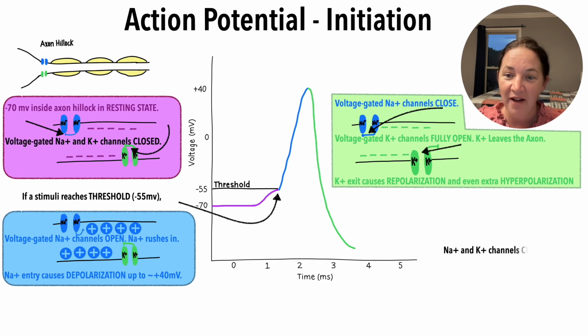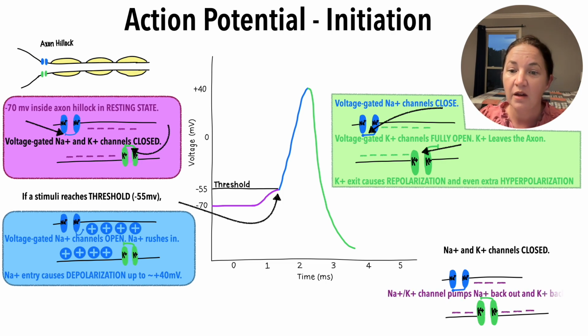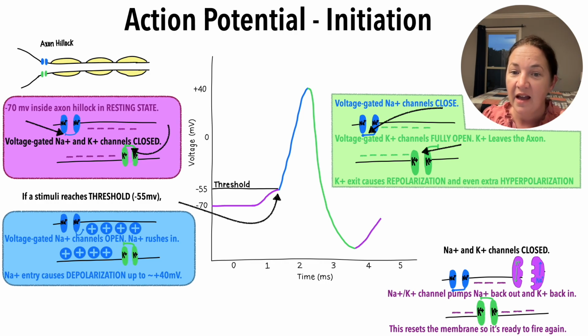And now we're going to have to close all the channels and restore things back to normal with that pump. So in this last picture, it's going to look a lot like our first picture, where now the sodium channels and the potassium channels are closed. We're back at this negative resting membrane potential. So do you see how it looks like our first picture? The sodium-potassium pumps will pump the sodium back out and the potassium back in, and this will reset the membrane so it's ready to fire again. So you can see in my drawing, I drew purple going right back up to where we started. And that, my friends, is an action potential.